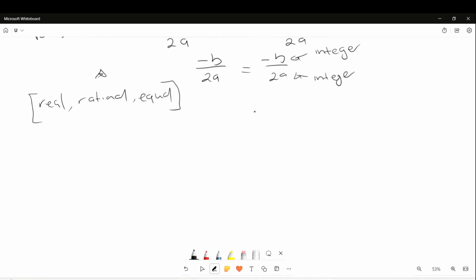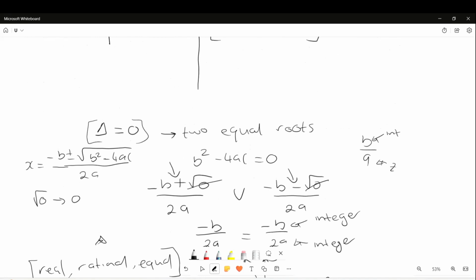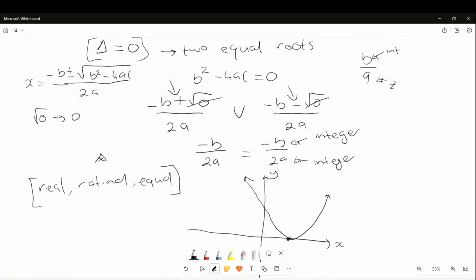So if you sketch this, you basically get equal roots, meaning we do have one root. It's not too perfect, but it looks like that. It will bounce off on the x-axis, right? So when my discriminant is equal to 0, then we have real, rational, and equal roots. So that's the nature of roots.